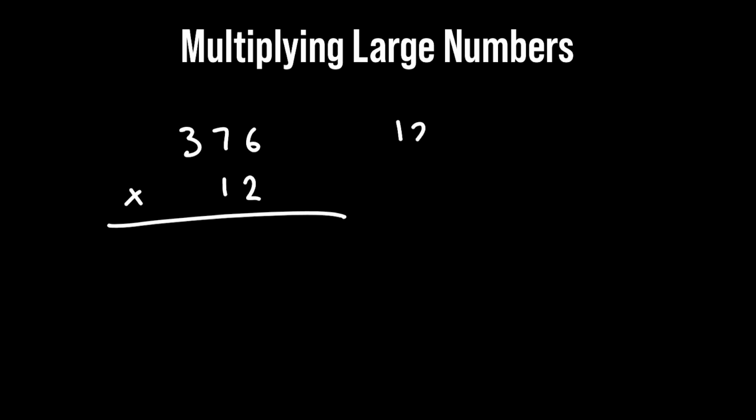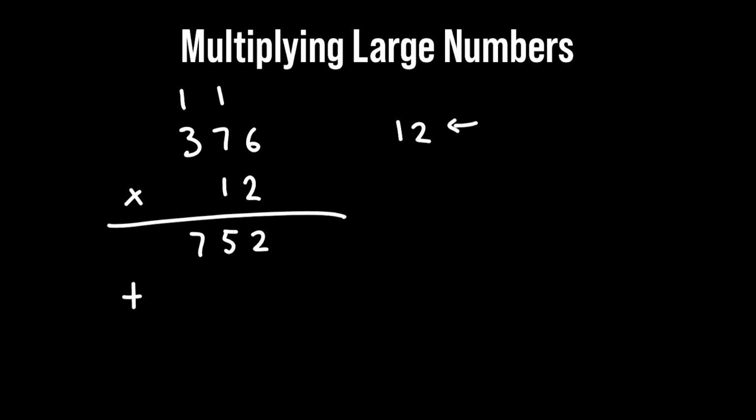Now let's try a really big number, like 376 times 12. So first we have 2 times 6, which is 12. So we have 12 here. The 2 goes in the ones place. The 1 goes in the tens place, so we'll move it over here. Then we have 2 times 7 plus 1, which is 15. Put the 5 here. And then the 1 goes here. And we keep moving over. 2 times 3 plus 1 is equal to 7.